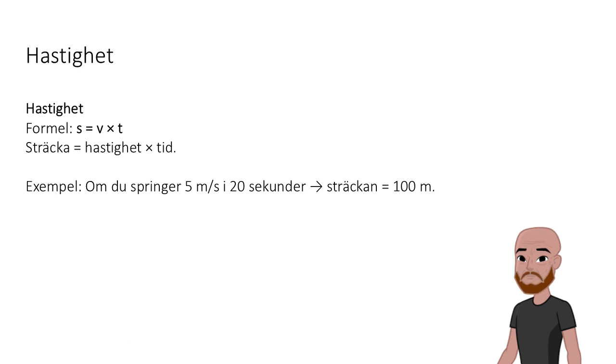Speed is about how fast something moves, how much distance you cover in a certain time. The formula is S equals V times T, where S stands for distance, V for speed, and T for time. Think of it like this. If you know how fast you're moving and how long you keep going, you can calculate how far you'll get. For example, if you run at a speed of 5 meters per second for 20 seconds, you'll cover 5 times 20, that is 100 meters. Speed is used everywhere, when driving a car, cycling, running, or even when measuring how fast light travels through space.